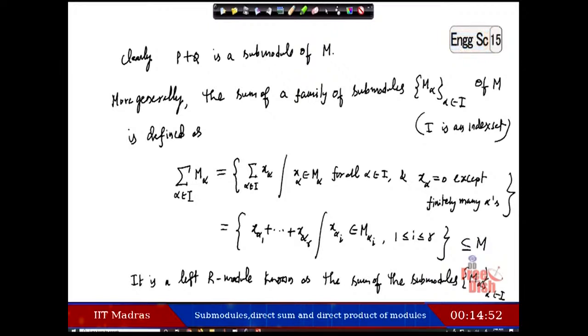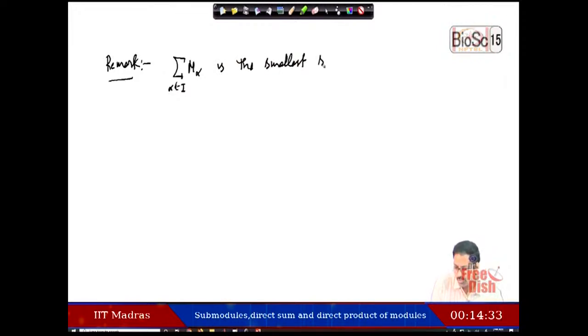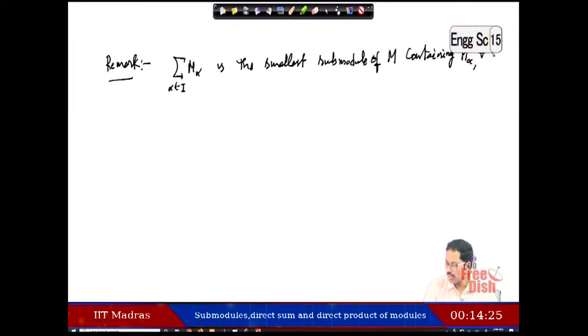Okay. And also one remark: the sum of this M alpha, alpha belongs to I, is the smallest submodule of M containing M alpha for every alpha belongs to I. Okay. So, this is the smallest submodule of M containing the submodules M alpha, alpha belongs to I.